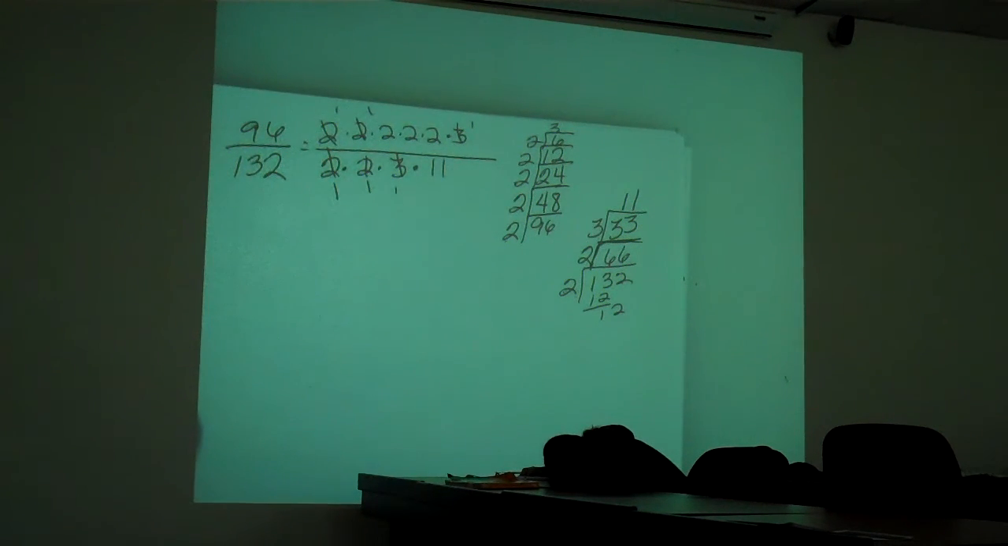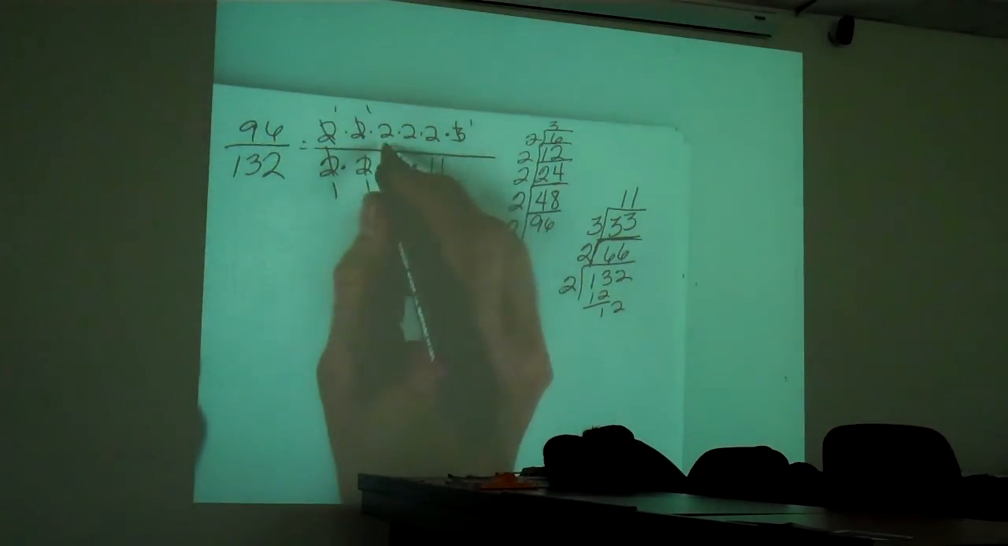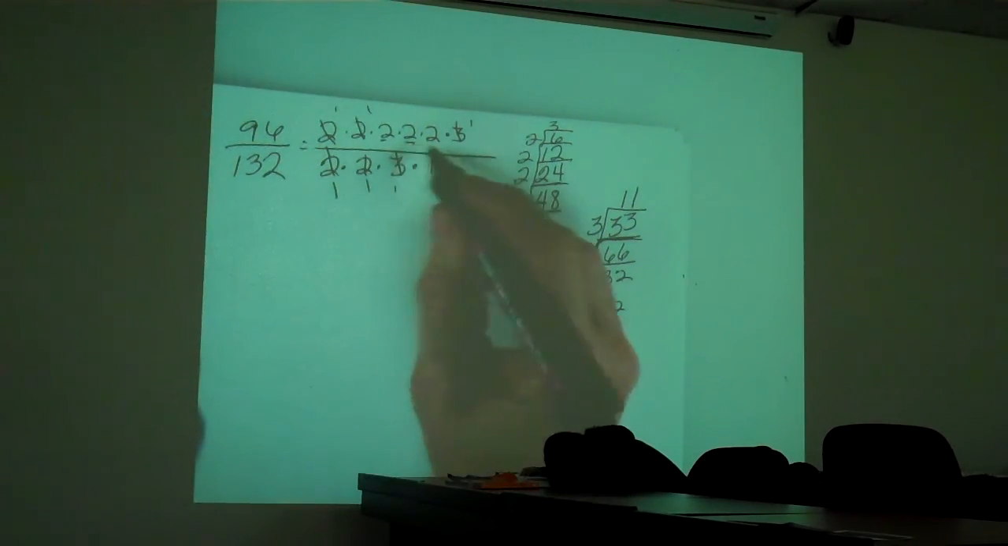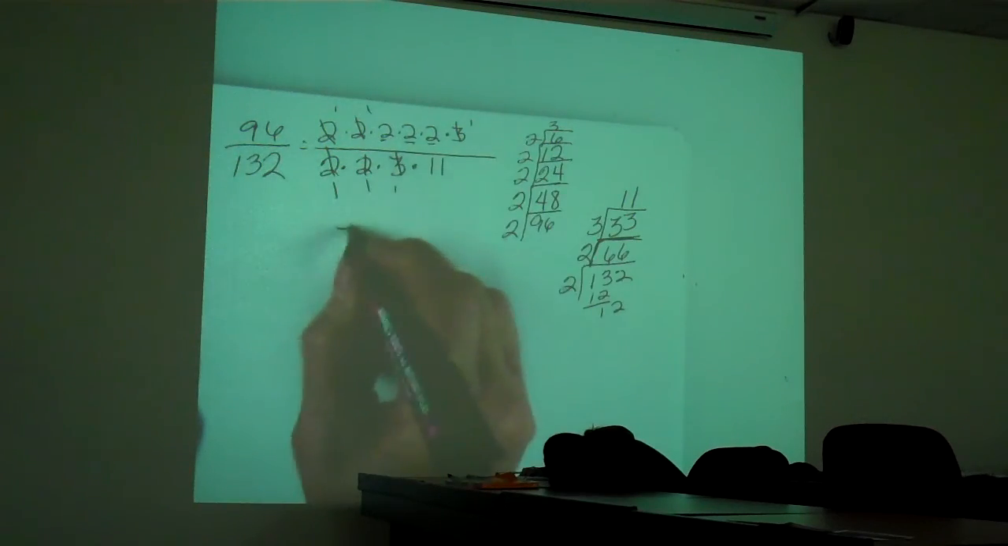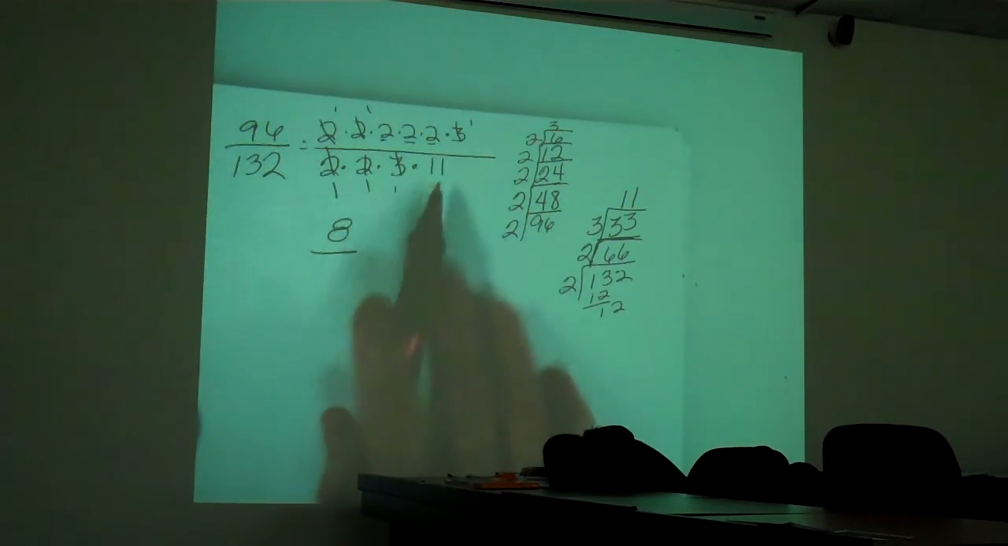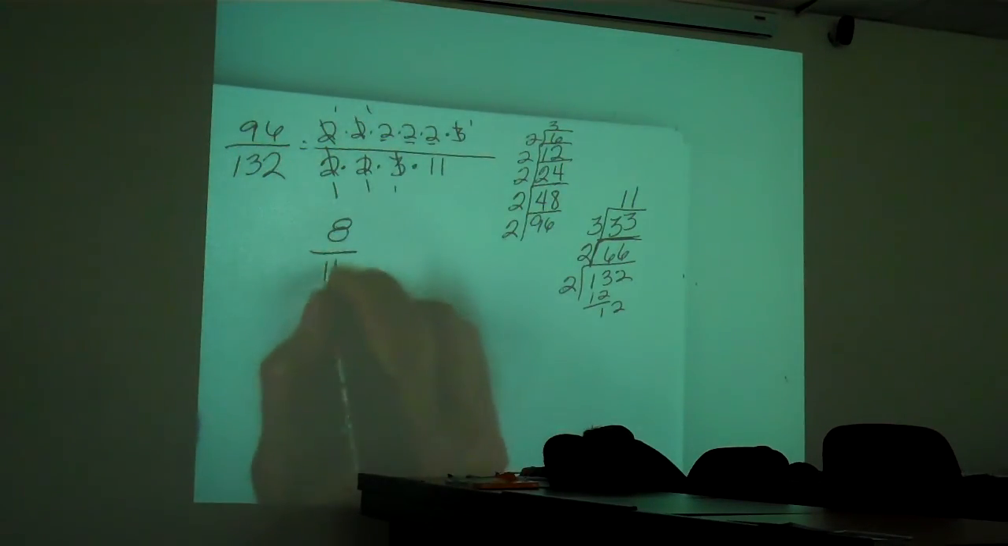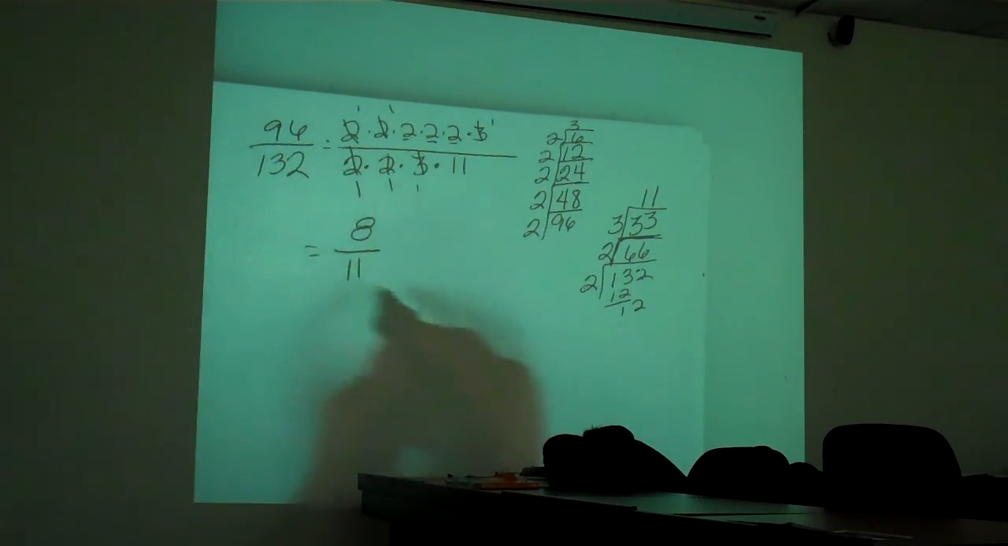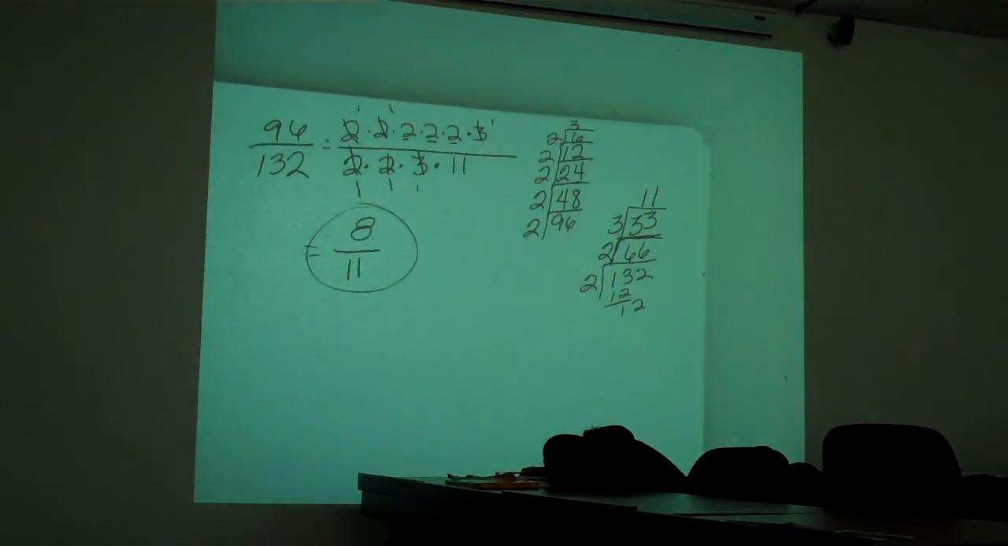You just change the matching numbers, divide whatever they go into. The matching ones get canceled. So then you've got 2 times 2 is 4, times 2 is 8. So on top you have an 8, and on the bottom is just 11. So this reduces to 8 over 11. Hallelujah.